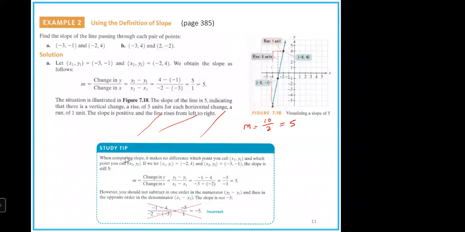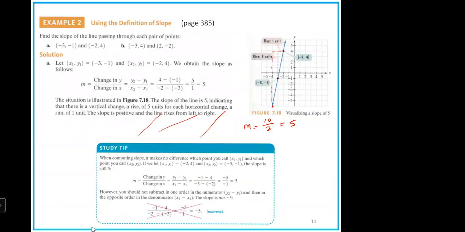Now, this study tip here is something that you need to be careful about. It says when computing slope, it makes no difference which point you call x1 and y1 and which you call x2 and y2. If you let x1, y1 in this case be -2 and 4 and x2, y2 be -3 and 1, the slope is still 5. So instead of using this one as your first point, you could choose this one as your first, but note that the working will change somewhat, but it still gives you the same result.